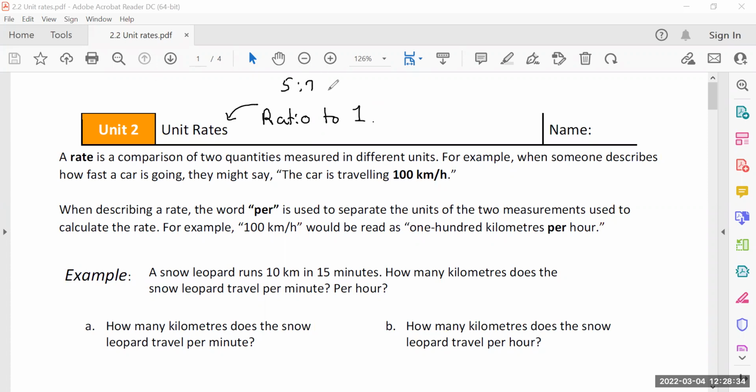It could be like 5 to 2. Well, what would that be if I wanted that ratio to be with 1? That's a unit rate. Whatever is on the denominator, for example, it's going to be a 1. That's the lesson for today.